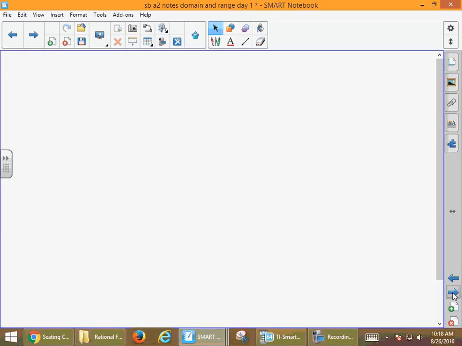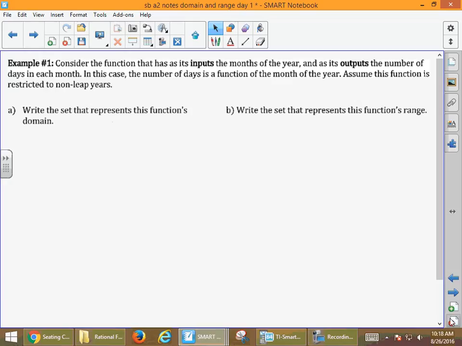But just to get us started, let's look at the function that has inputs as months of the year, inputs being the domain, and outputs as the number of days in each month. In each case, the number of days is a function of the month of the year. Assume that the function is restricted to non-leap years. First part here, and I'm going to infringe on the space. In A, it's going to go over there into my B, but we have enough space to write it here.